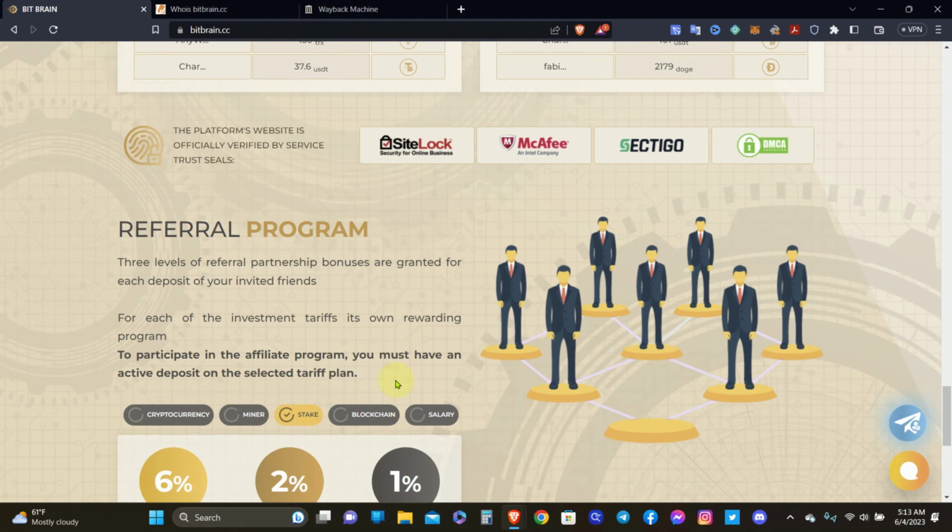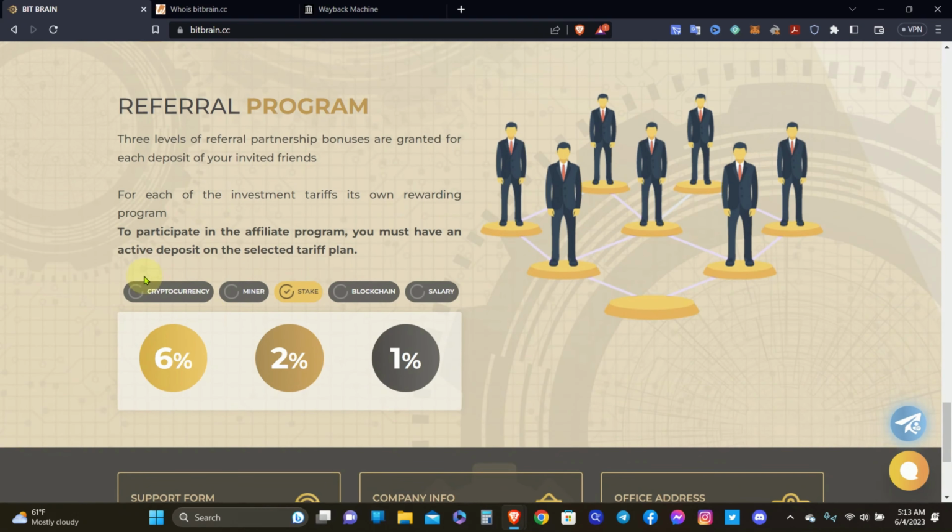Okay, so you've got the referral program down here. The first level is 6%, the second level is 2%, and the third level is 1%. Three levels of referral partnership bonuses are granted for each deposit of your invited friends. Each of the investment tariffs has its own rewarding program. To participate in the affiliate program, you must have an active deposit on the selected tariff plan.